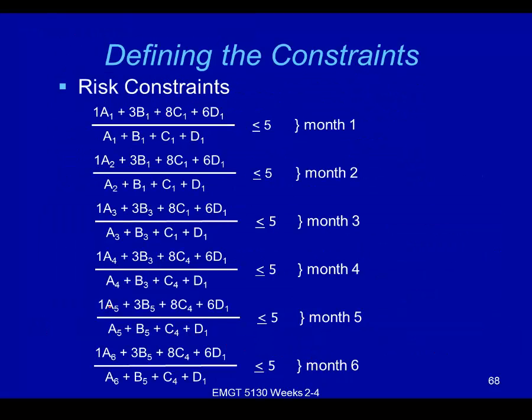So in month 5, we have A5. Now B3 matures, so we invest in B5. C4 is still there, D1 is still there. Then in month 6, we have A6, B5 is still there, C4 still there, and D1 still there. So these are the constraints to satisfy this additional condition, which is to make the weighted average risk in each month not exceed 5.